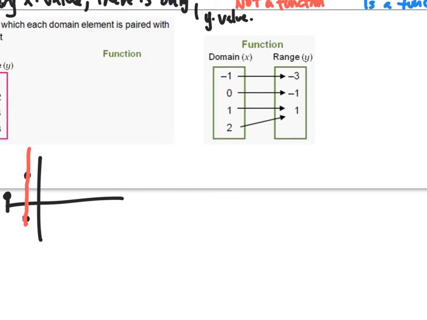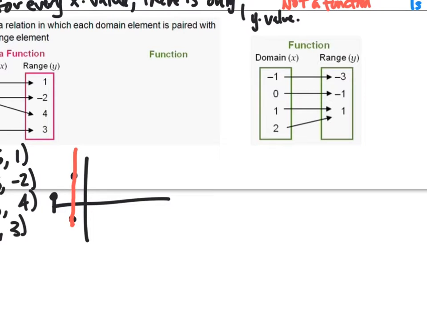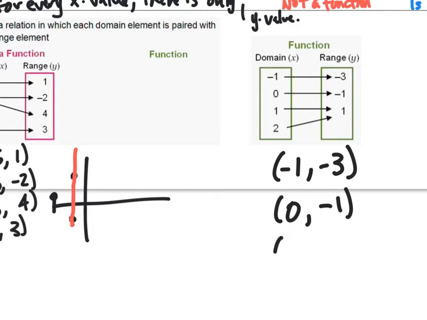Okay? So if I were to do this function over here, again, here's my domain, my x values, and my range, my y value. So what I would say here is I have a point, -1 gives me -3. Okay? If I plug in 0 into that function, I get -1. If I plug 1 into that function, I get a +1. If I plug 2 into that function, I get a +1. Here's the deal. You can have the same y value, but you can't have the same x value. Okay?